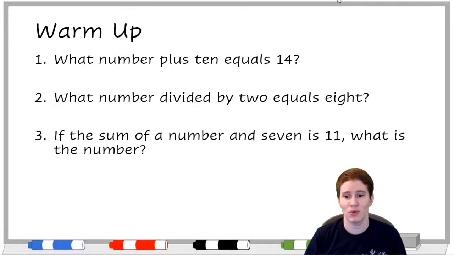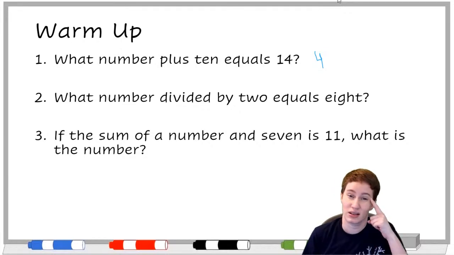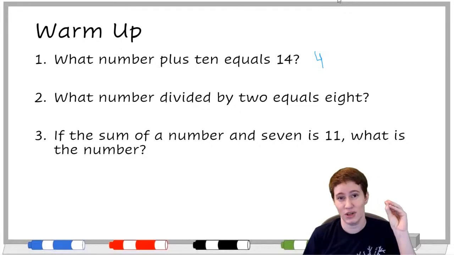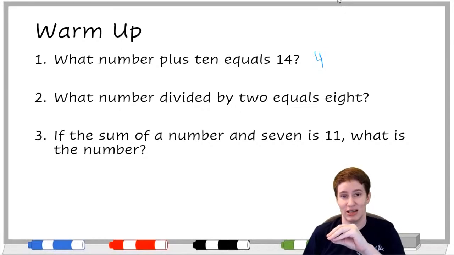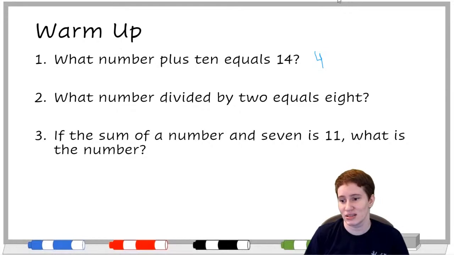So number 1, what number plus 10 equals 14? So think about that. We've got something that when we add 10 to it, we get 14. Do you know what the answer to that is? It is 4. Number 2, what number divided by 2 equals 8? Okay, so you got to think in your head, got a number, I'm dividing it by 2, it gives me 8. So something divided by 2 gives me 8. That's going to give us 16. So that would be our answer.